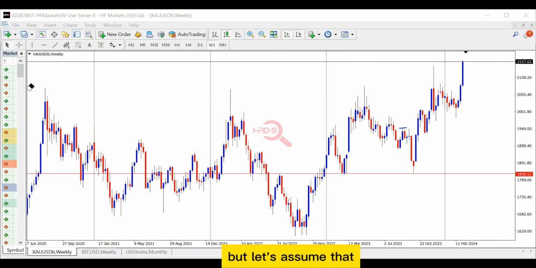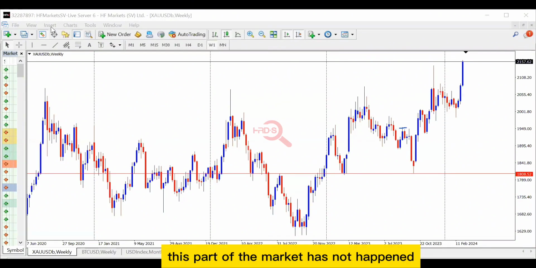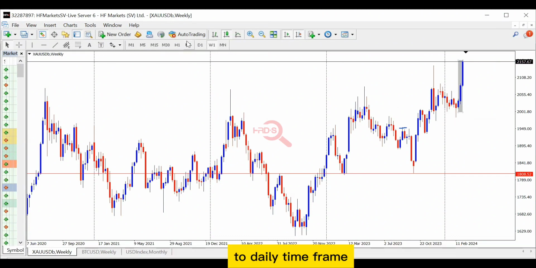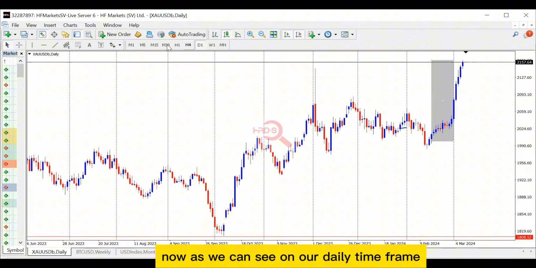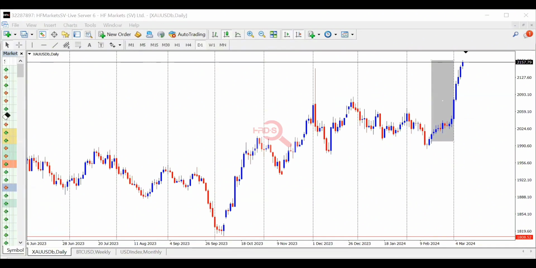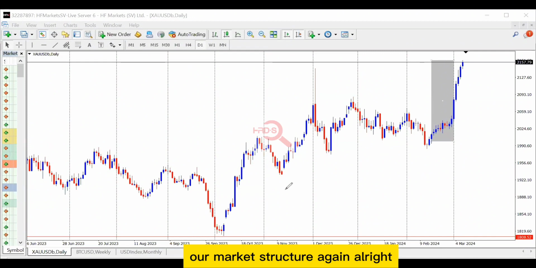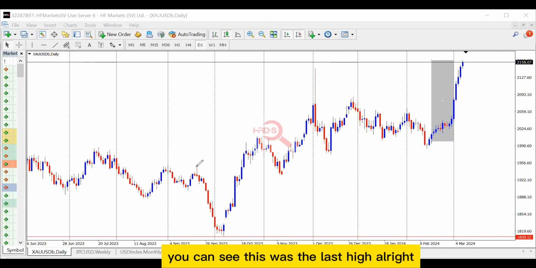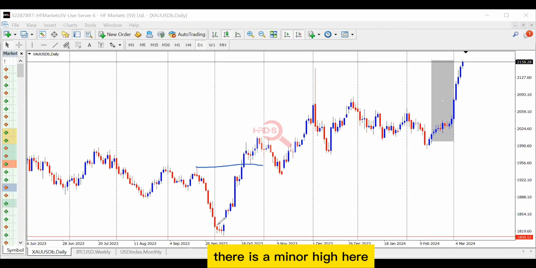But let's assume that this part of the market has not happened. All right, let me go down to daily time frame. Now, as we can see on our daily time frame, we will notice our market structure again. All right, after markets came down to this place, you can see this was the last high. That is a major high.